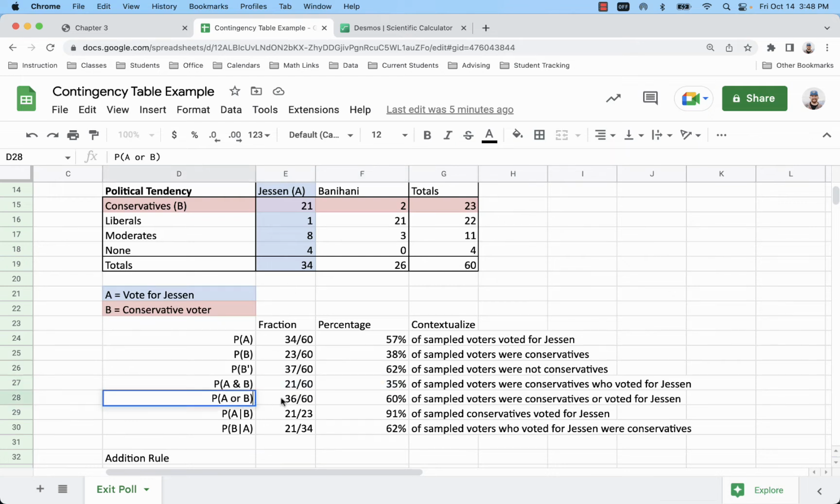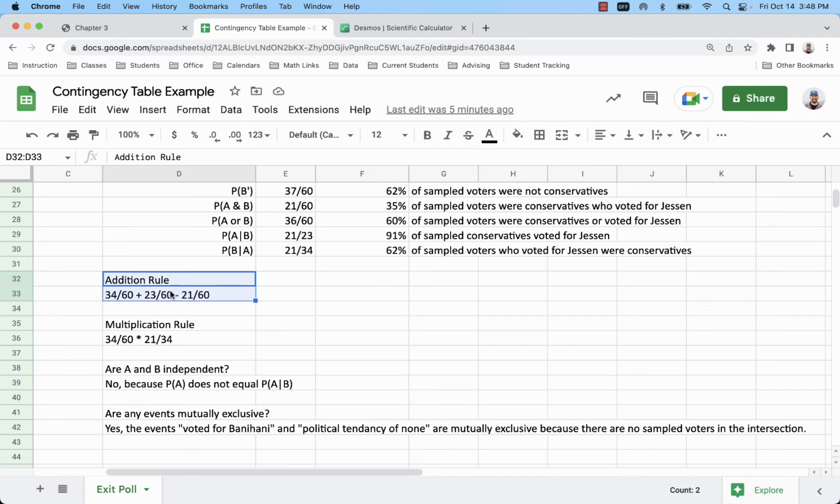Or is the union, so the union of A or B is going to be these 34 voters who voted for Jessen plus another 2. So you can see the total for 34 plus 2. We don't want to add the 34 and 23 because that would double count these 21. In fact, that's really what the addition rule is all about.